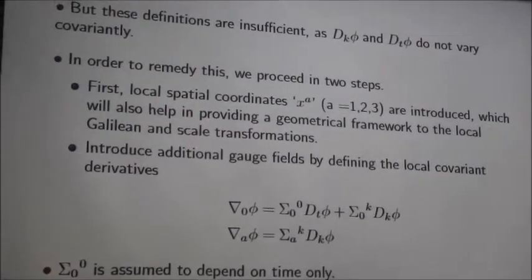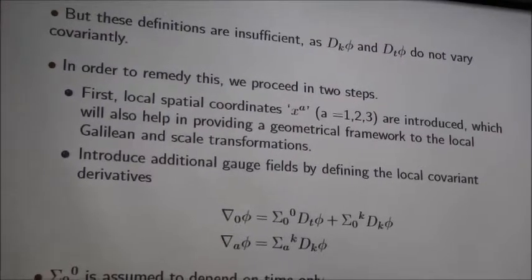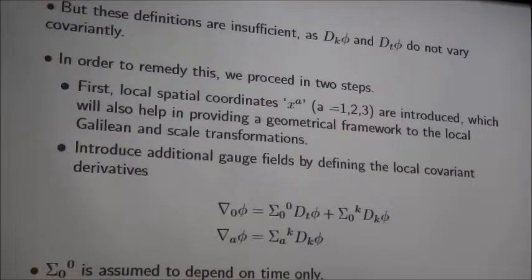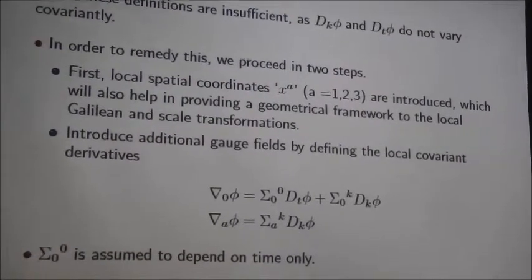But these definitions are insufficient because d_k phi and d_t phi do not vary covariantly. They don't give the invariance of the Lagrangian under these transformations. So to remedy this, we proceed in two steps. First, we introduce local spatial coordinates corresponding to the global space coordinates, where A is the local coordinate. For the spatial index, it only takes 1, 2, 3. And then I am introducing an additional covariant derivative with respect to the local coordinate, in the way which was already discussed in my previous lectures.